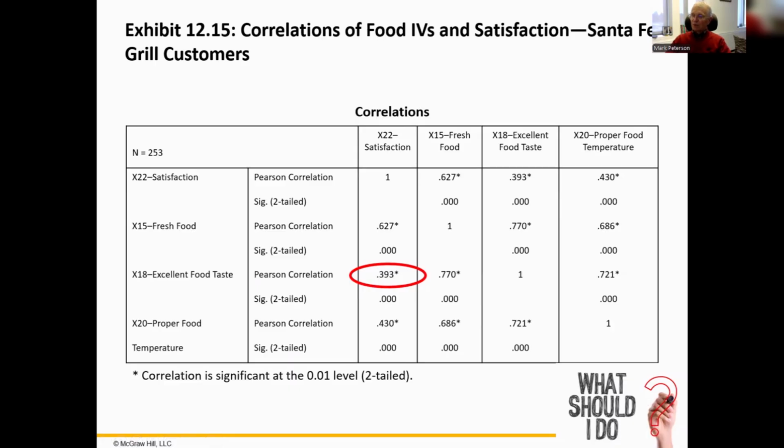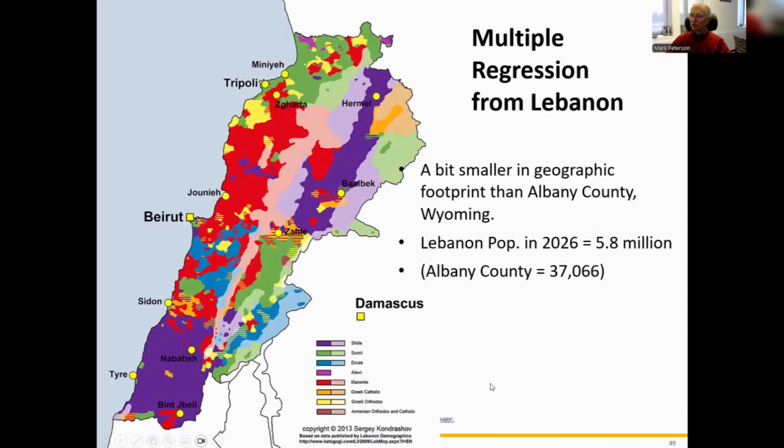Well, the proper approach here would be that you can't include these three variables as predictors. And probably fresh food and excellent food taste are highly correlated. So you need to drop one of these. It could be fresh food or it could be excellent food taste. They both can't go into your model. They're too closely related. So the relationship here, let's see, fresh food taste and fresh food is 0.770. So that's too high for inclusion in a regression model.